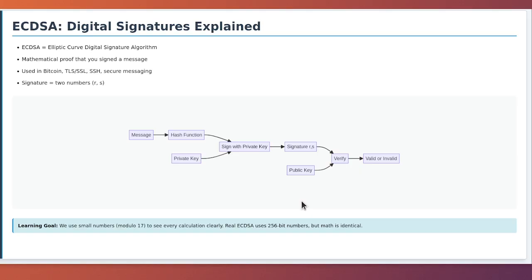ECDSA signatures consist of two numbers called R and S. These are not random. They are calculated using your secret private key, the message you want to sign, and mathematics involving elliptic curves. Anyone can verify your signature using your public key, but only you can create it. We will use small numbers to make every step crystal clear. Real ECDSA uses 256-bit numbers with 77 digits, but the mathematics is identical.